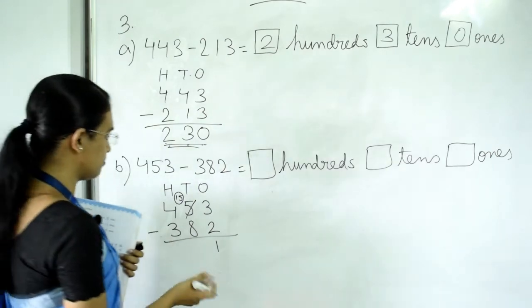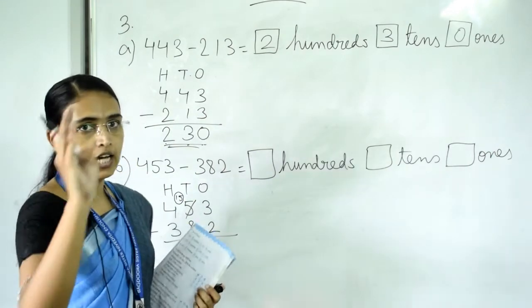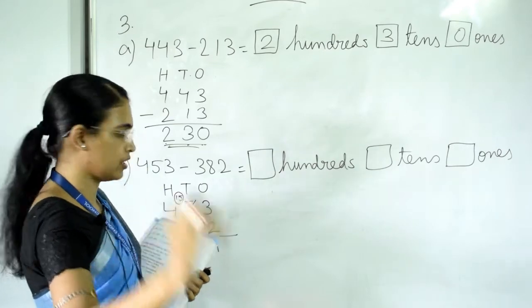Now after 8, 9, 10, 11, 12, 13, 14, 15, the answer is 7.